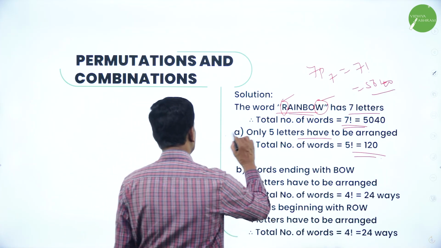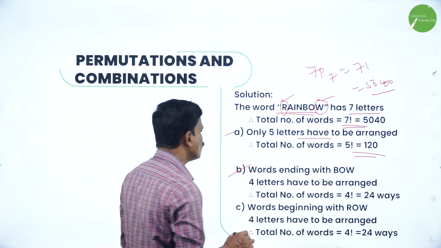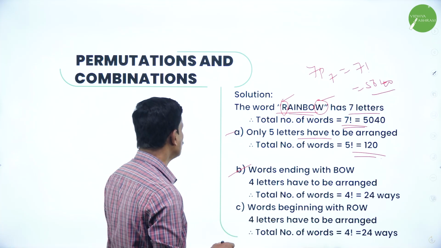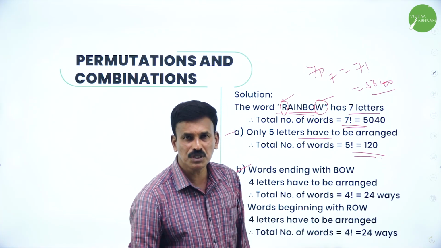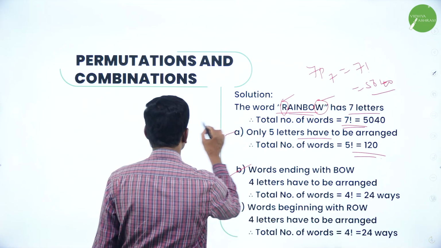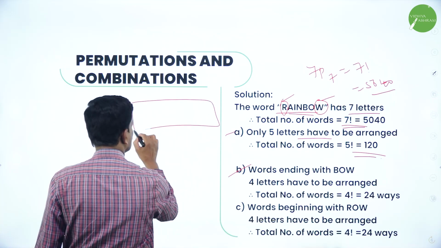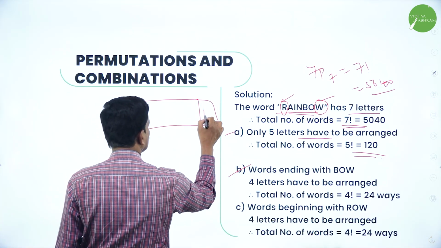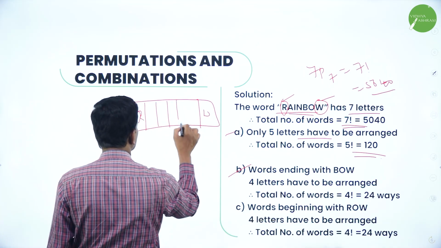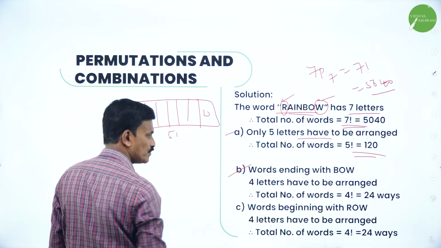Now move on to the second condition. What is the condition? Words ending with BOW. Words which end with BOW. Here the first case is words that start with R and end with W, so the remaining 5 can be arranged in 5 factorial.